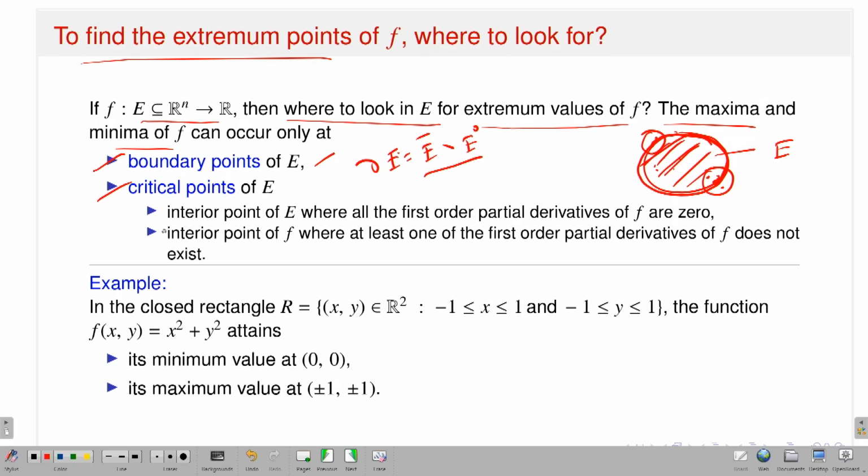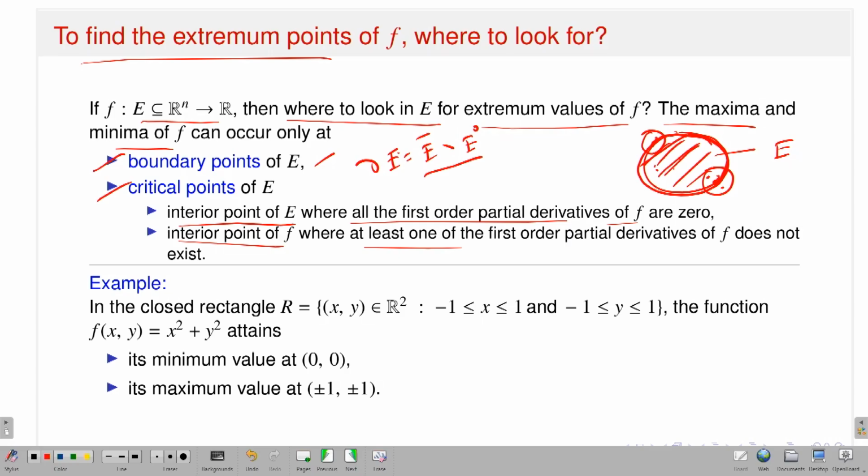Number two, critical points. A critical point should be an interior point of P where all the first order partial derivatives exist and are 0, or an interior point where at least one of the first order partial derivatives does not exist. So what points should I look for? First, given a set E, you have to look for the boundary points, and check them along with the interior points of P, which are critical points.